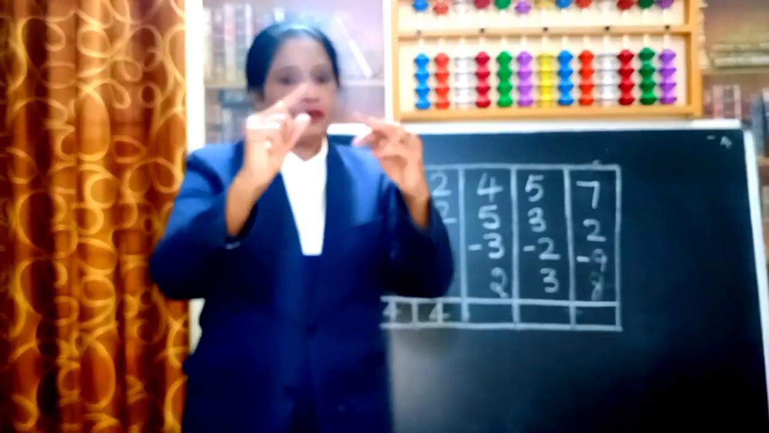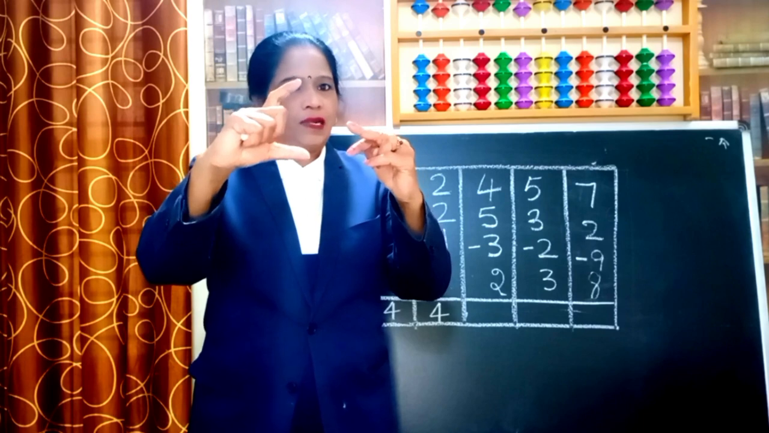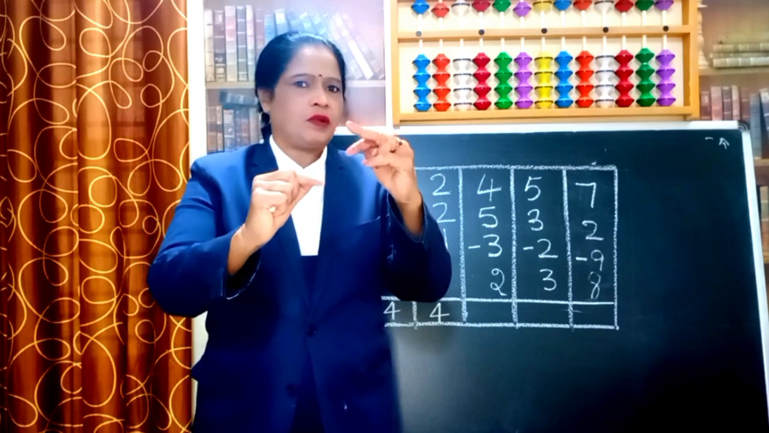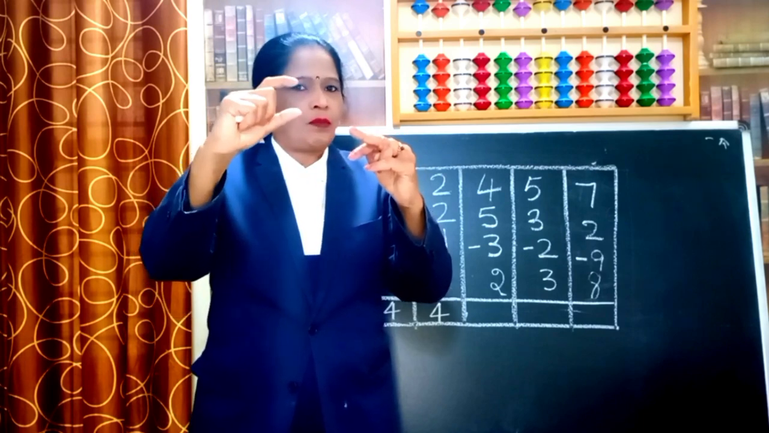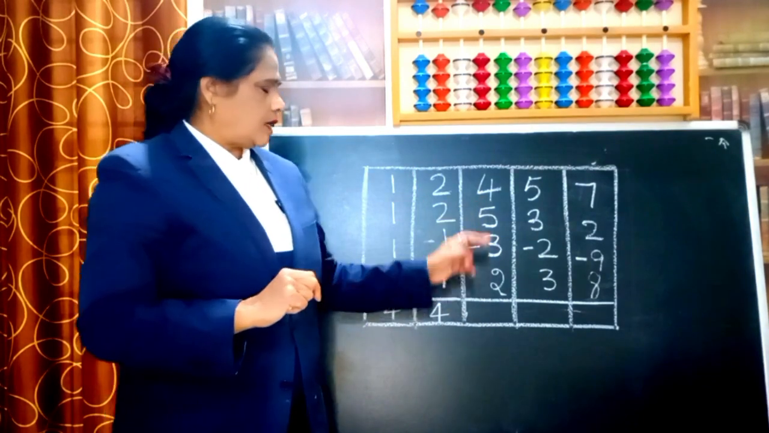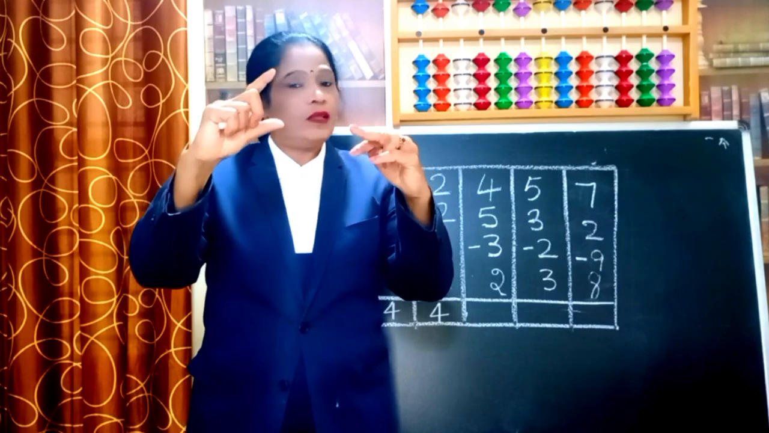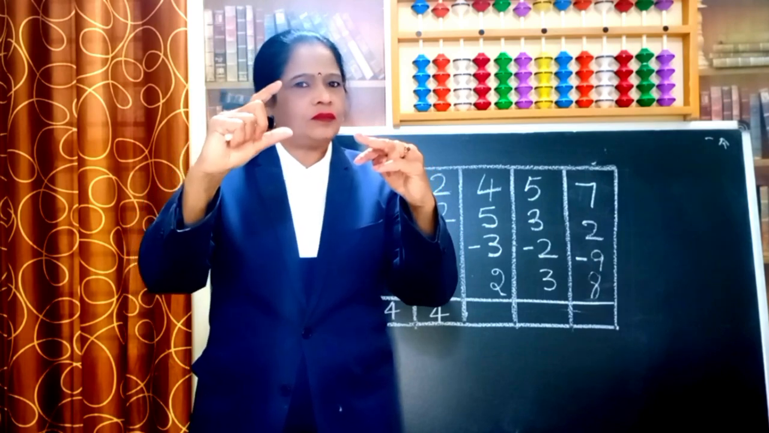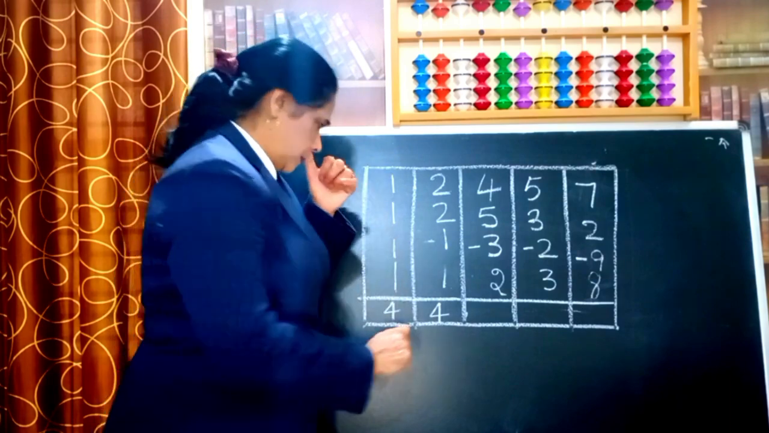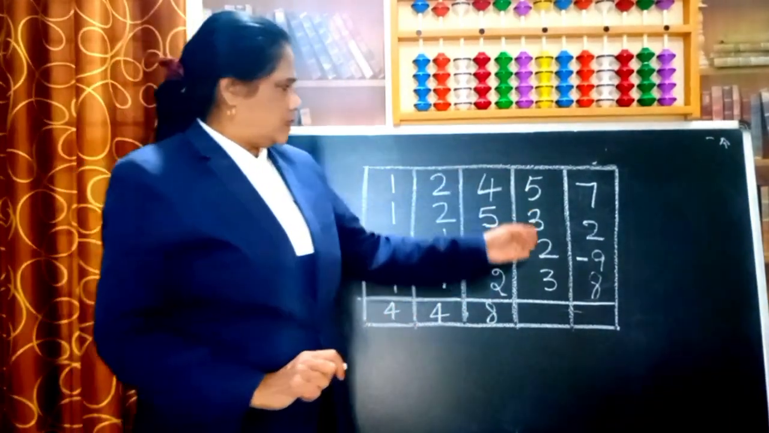Less 3, 3 beads away from the divider. 9 we had, 3 beads are away from the divider. We have upper bead 1, lower bead 1, we have 6. 6 is there, add 2. 2 beads towards the divider, that is 8. Okay, next let us see the next one.